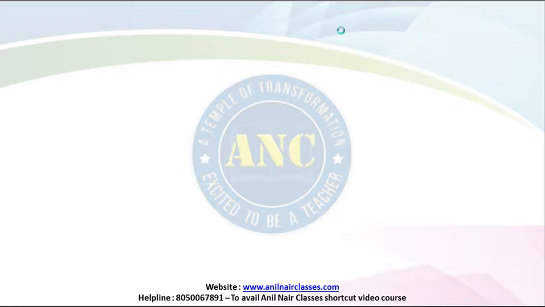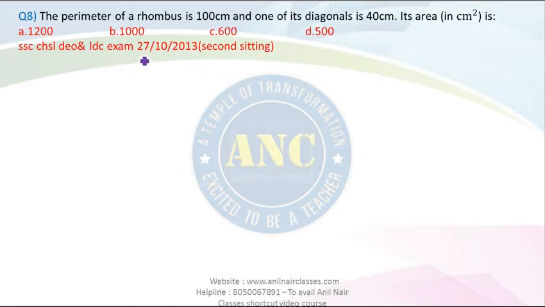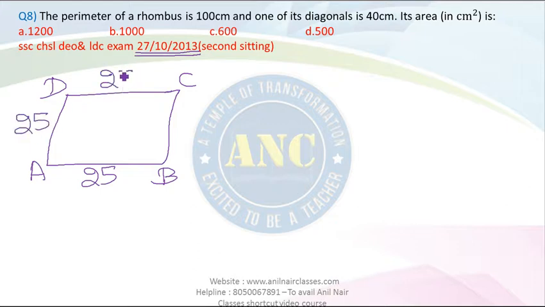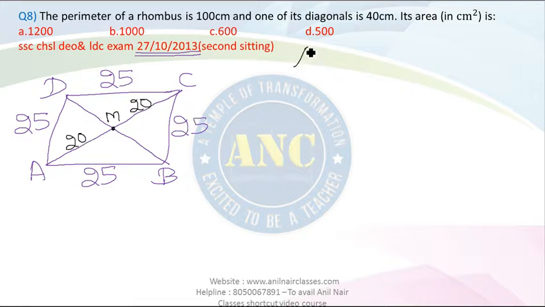Let us solve another question of similar type, which was again asked in another SSC exam in the same year, 2013. Perimeter of a rhombus is 100. If the perimeter is 100, every side is 100 divided by 4, which is 25. All the sides are 25 centimeters each, and one of its diagonals is 40 centimeters. Let me draw both the diagonals. If this is my midpoint M, this will be 20, this also will be 20, total is 40. Its area I need to find.